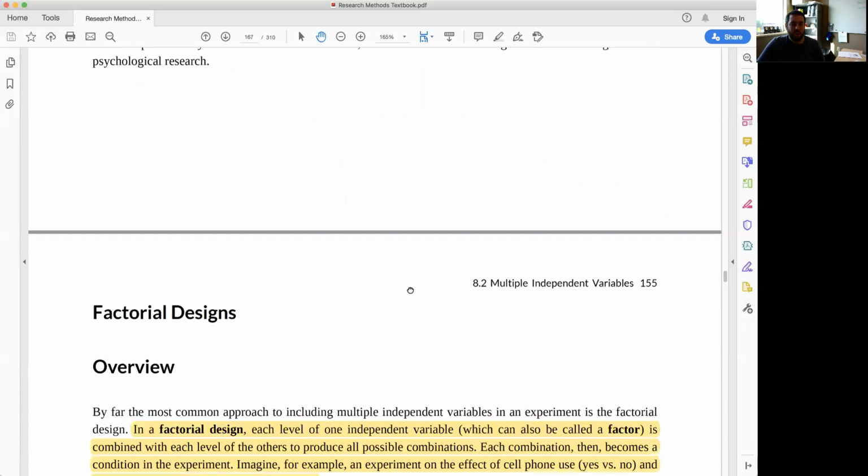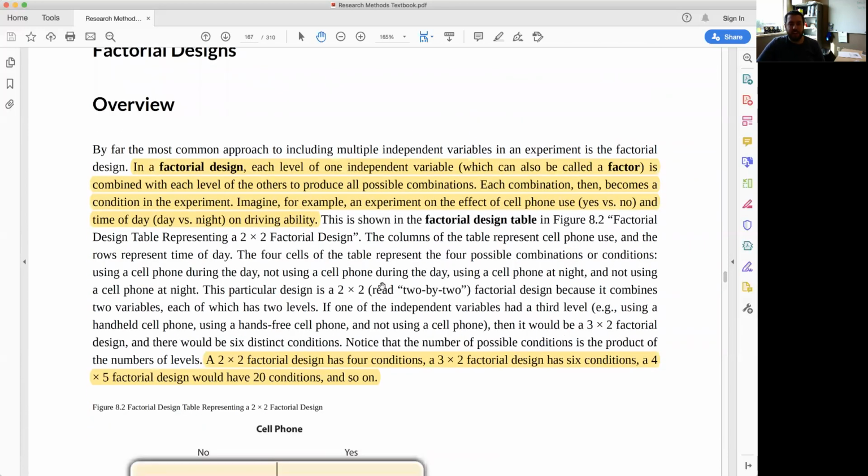So we call these factorial designs, and it gets special names because when you have multiple independent variables, you do begin to talk about them slightly differently. You use slightly different terminology.